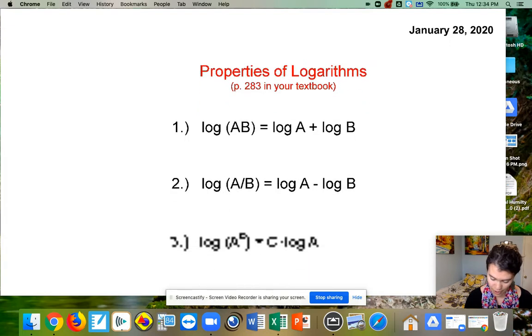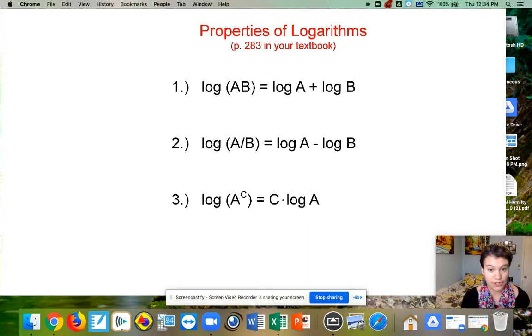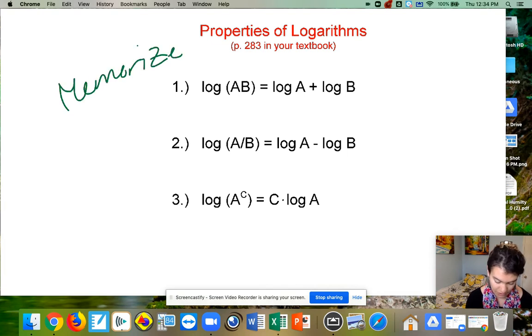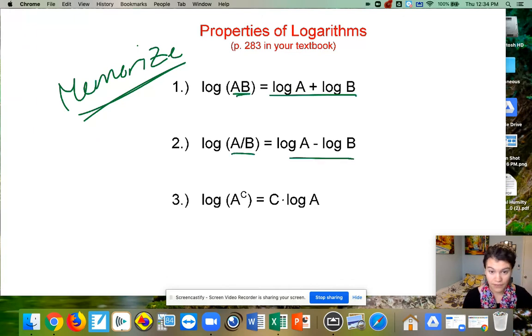So that brings us to the properties of logarithms. These are in your textbook, and you should memorize these because you're going to be using them a lot. So you want them to come quickly instead of having to look them up all the time. So we already said the first two. You're multiplying, it adds. When you're dividing, you subtract. And then when you have a power, this comes down in front as a coefficient.